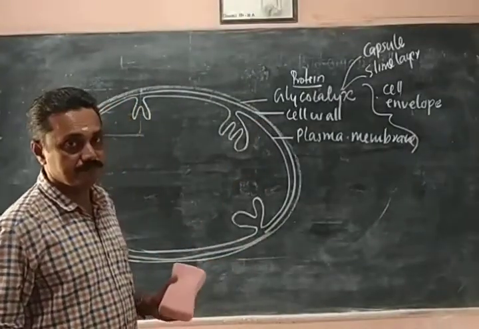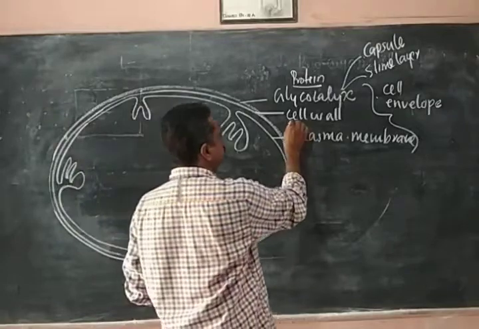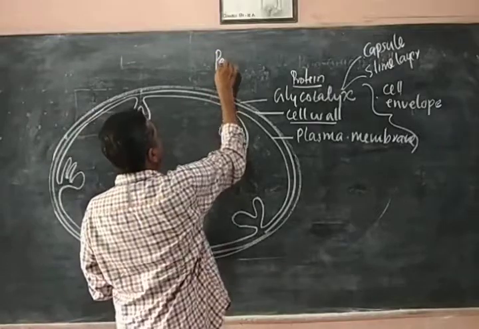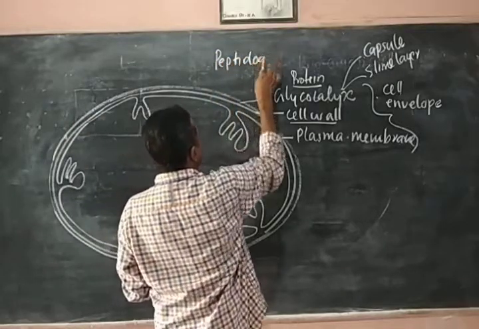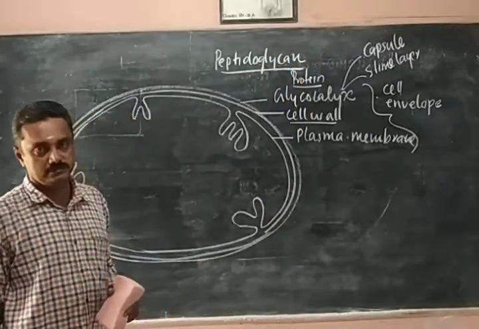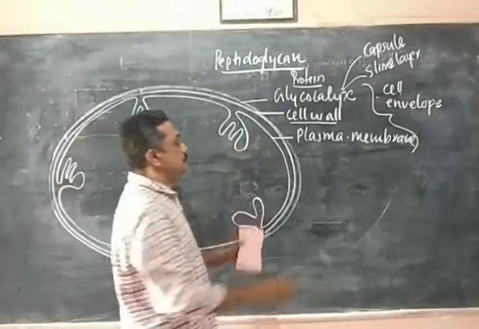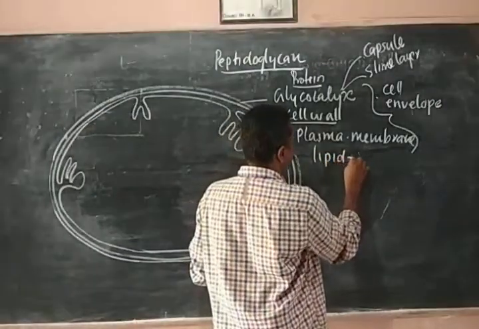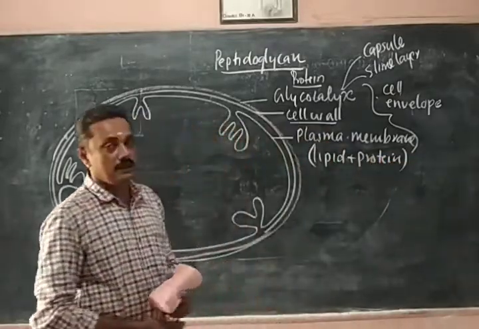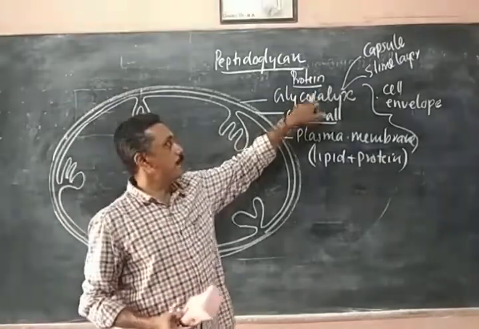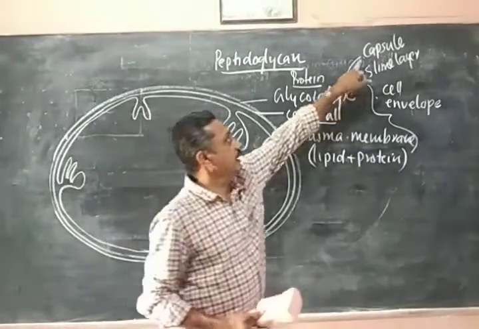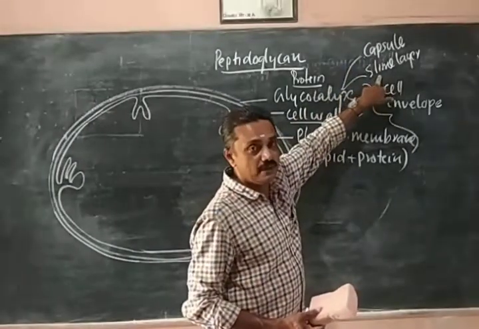Then comes the cell wall. The cell wall in bacteria is made up of peptidoglycan. It is a type of carbohydrate. And inside the cell wall there is the plasma membrane made up of lipid and proteins. So remember, there is the glycocalyx made up of protein, of 2 types: in some bacteria it is hard in appearance, called a capsule, and if loose in appearance, called a slime layer.